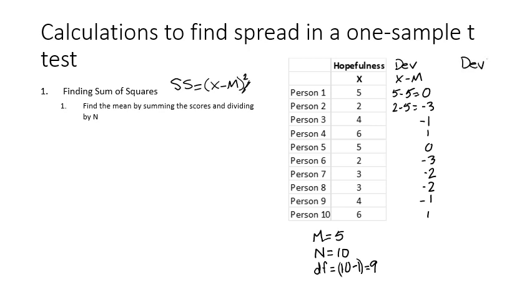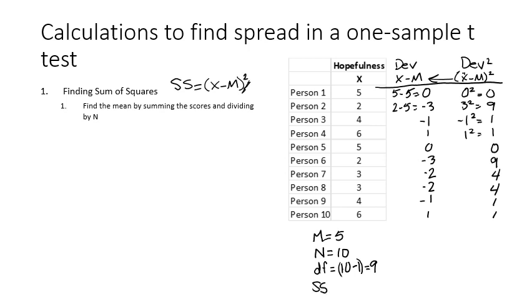Next, we're going to square these deviations. I'm going to draw a line here so we're clear, which is just x minus m squared. And we've already calculated x minus m, so all we have to do is square it. 0 squared equals 0. 3 squared is 9. Negative 1 squared is 1. 1 squared is 1. 0 squared is 0. Negative 3 squared is 9. Negative 2 squared is 4. 4, 1, and 1. Now we're ready to find the sum of squares.